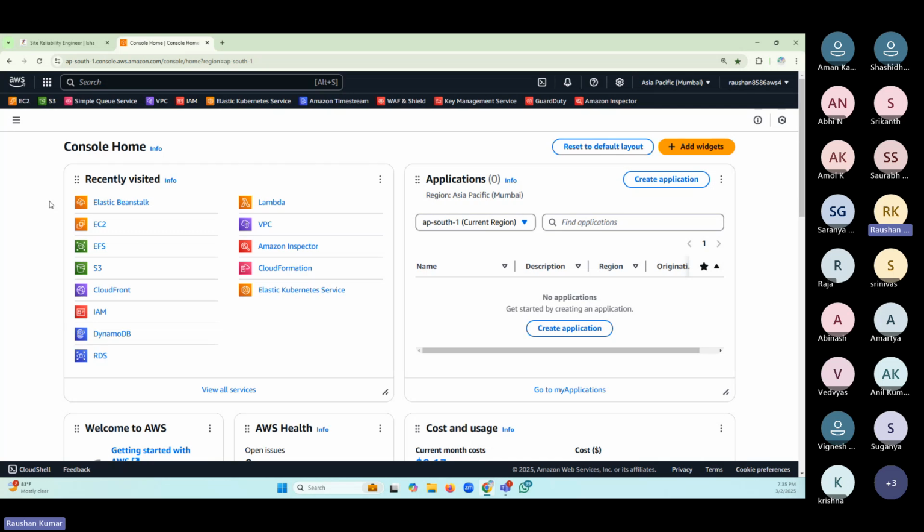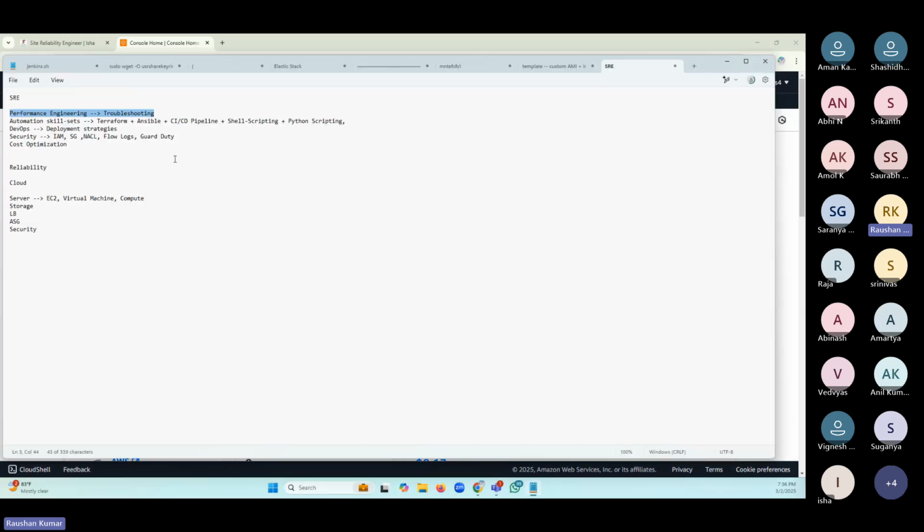We're going to start with our agenda. We're going to start with cloud. That's the first topic. So I'll give you a walkthrough of the flow, how we are going to cover this entire course, so that you get a good clarity on things, friends.